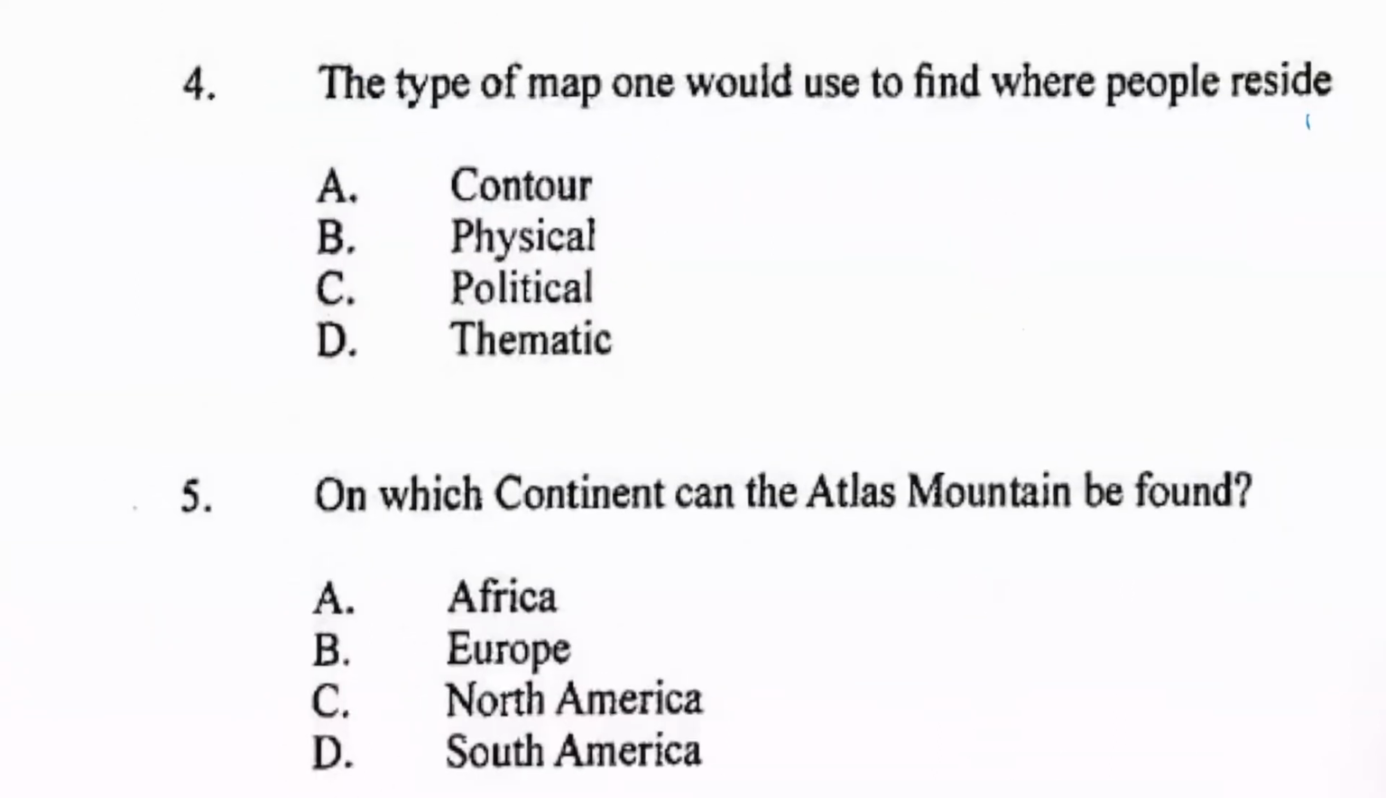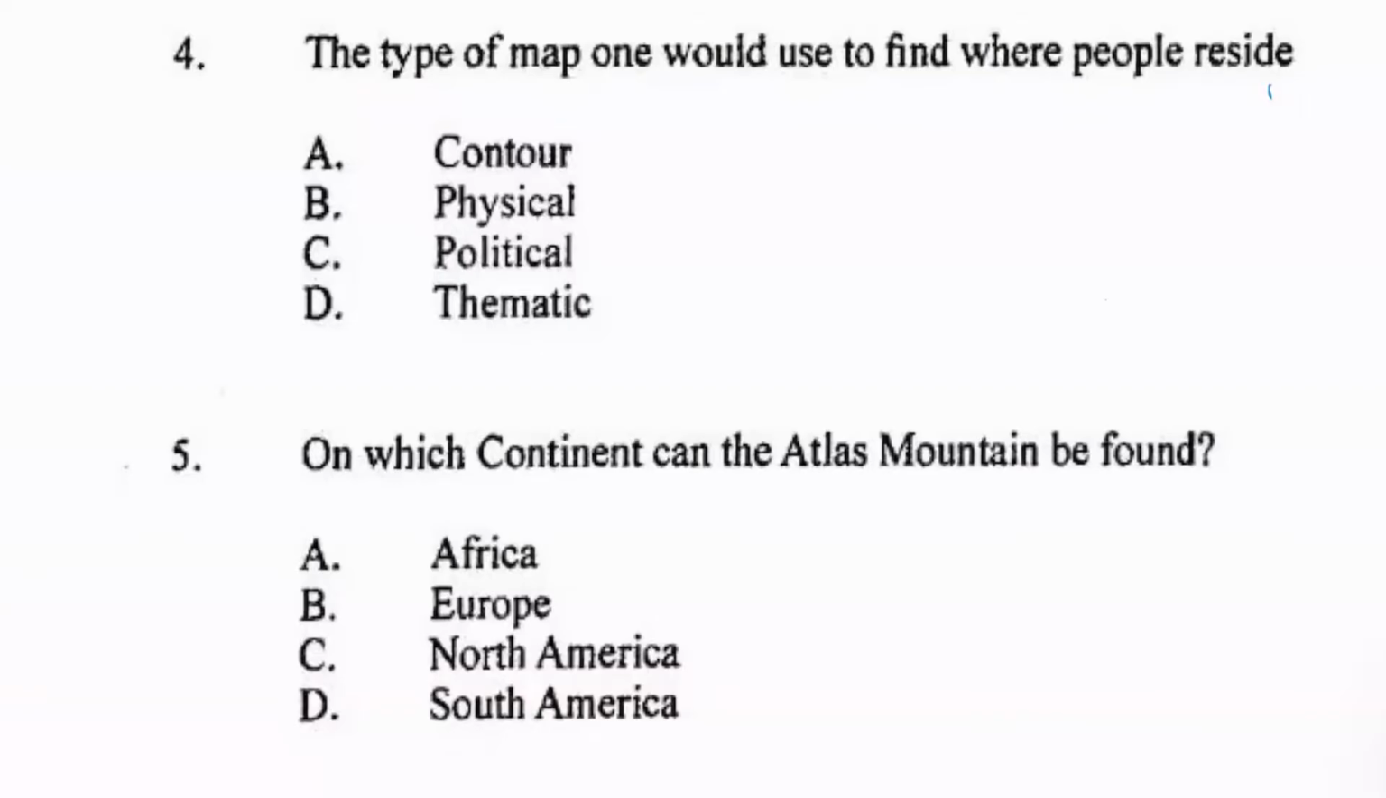All right, moving on to number 4. The type of map one would use to find where people reside. Would you use A, a contour map, B, a physical map, C, political, or D, a thematic map? I'm getting answers like C, B. Some people are saying political and some people are saying physical. Well, let's see what the answer really is.